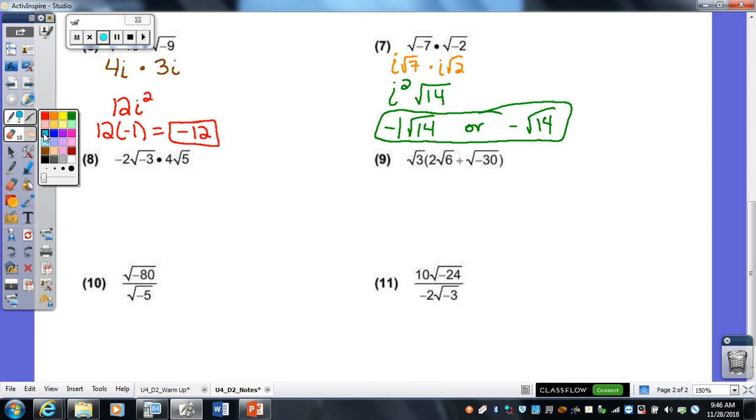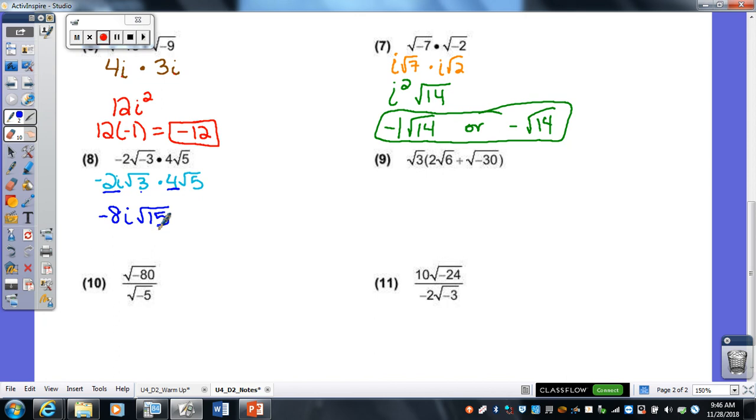So number 8, we got this negative here with the 3, so we got to pull that out, makes it an I. And then it's times 4 radical 5 still. So all I've done is I've taken out my negative. So still the same rules, multiply those numbers out in front. So that makes that a -8I. Multiply the numbers underneath. 3 times 5 gives me a 15.